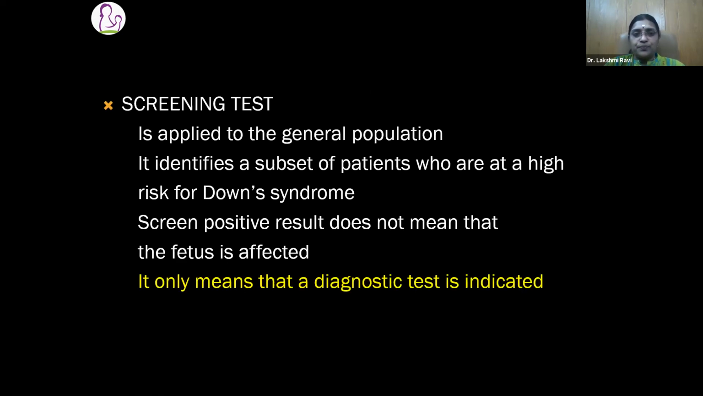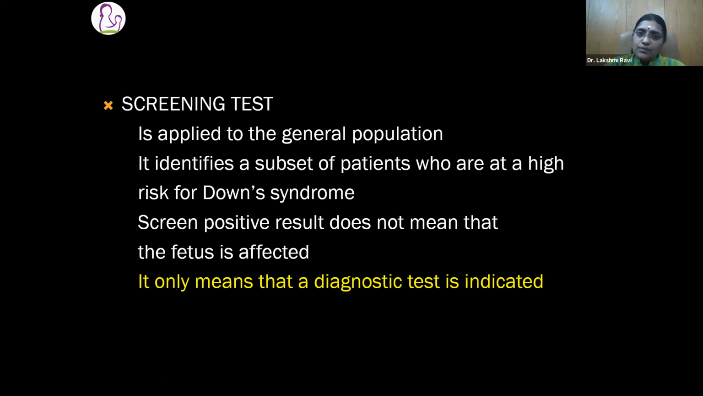That's what we're going to do. So a screening test is applied to the general population. It identifies a subset of patients who are at high risk for Down syndrome. A screen positive result does not mean that the fetus is affected. It only means that a diagnostic test is indicated.